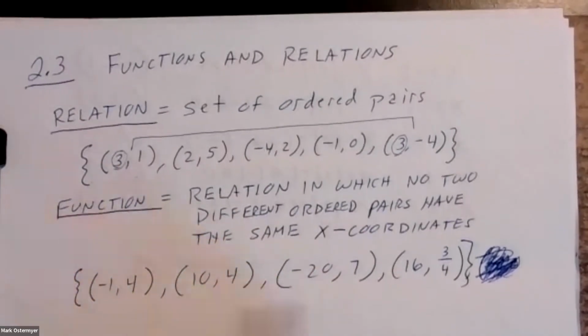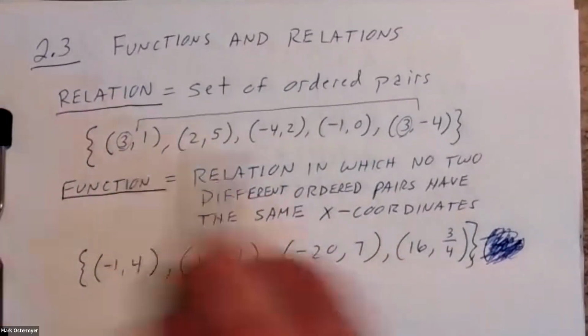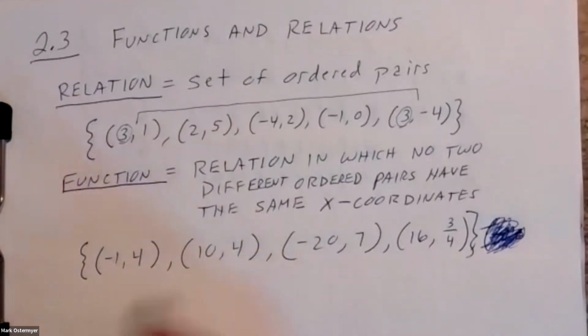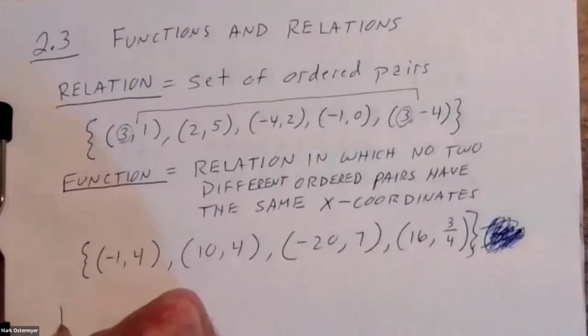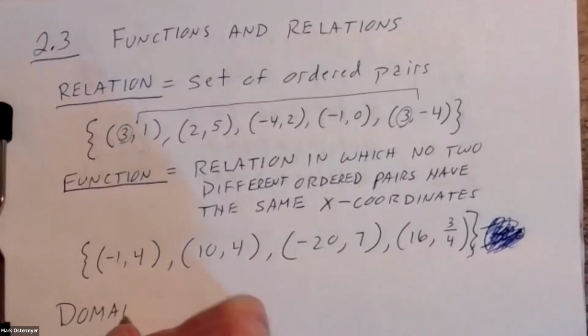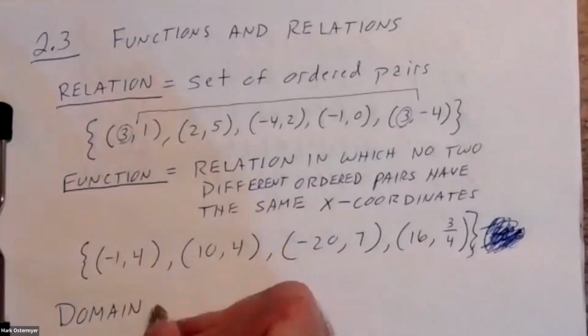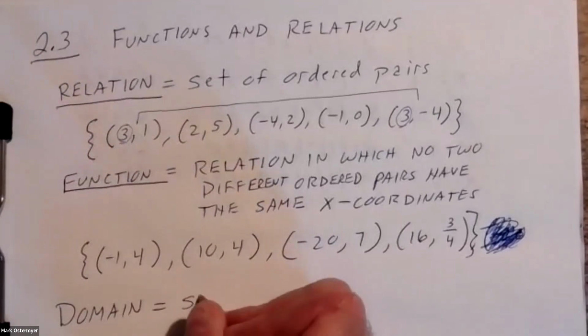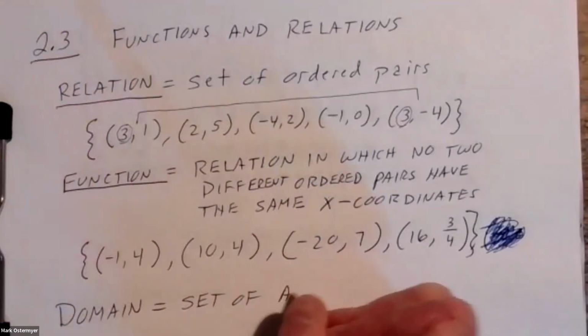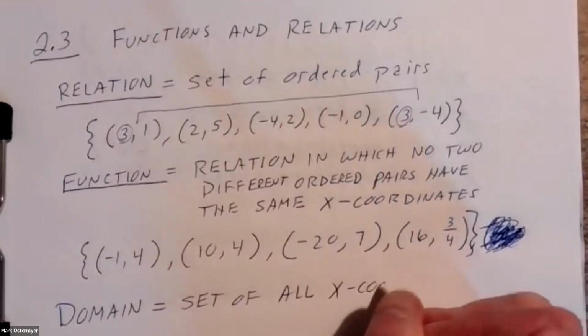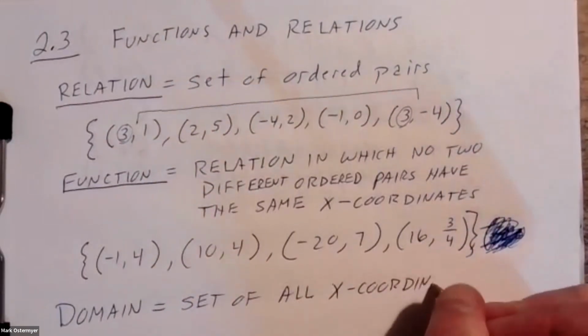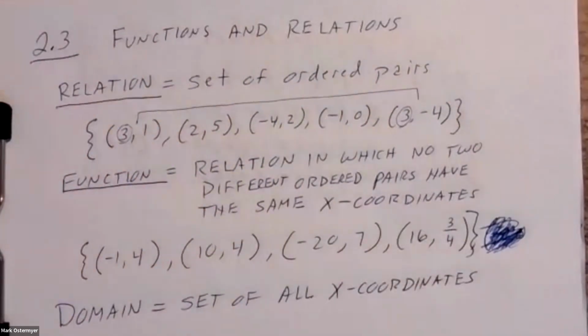So a function can be represented as a finite number of ordered pairs. Okay, so can a relation. All right, when we work with relations or functions, we're often concerned with two very important sets. The first one is called the domain. The domain of a relation or a function is nothing more than the set of all x coordinates. That's what a domain is.